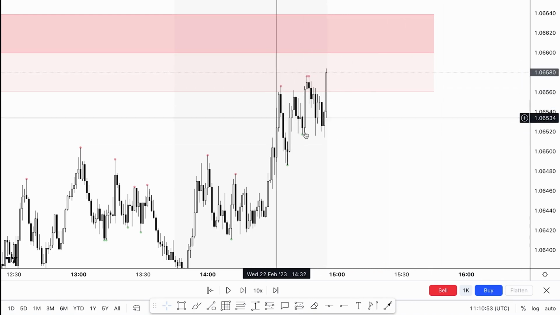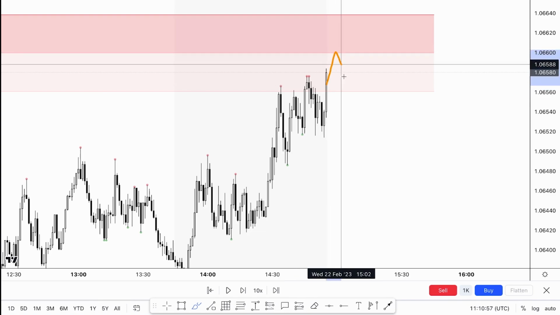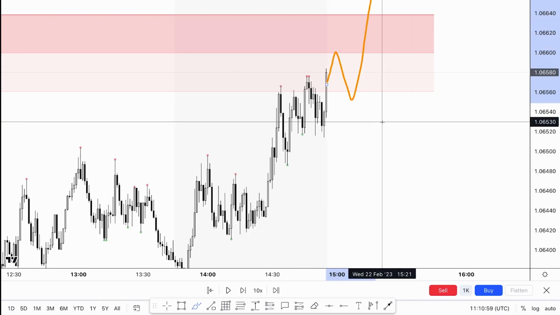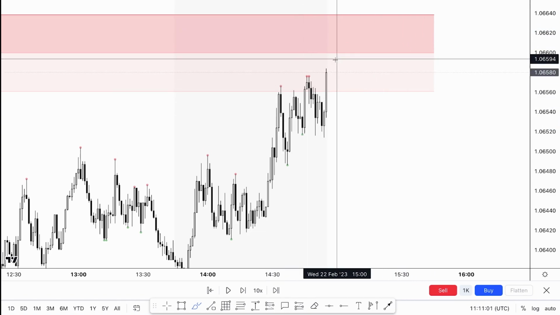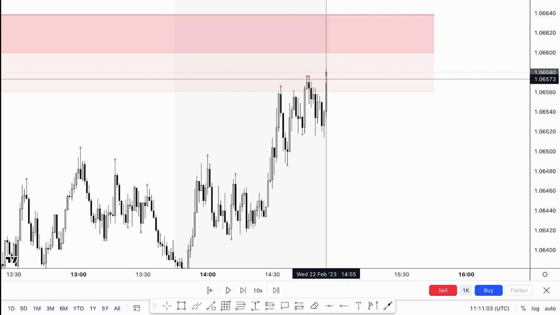So we want to see something change before we're looking to get involved in this. Otherwise, price could come up into this mitigation. We could see a reaction and then continue up into higher prices. So we want to see bearish order flow. And what is bearish order flow?